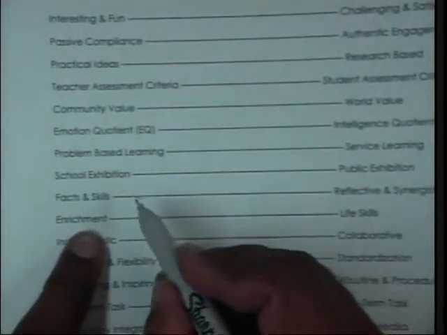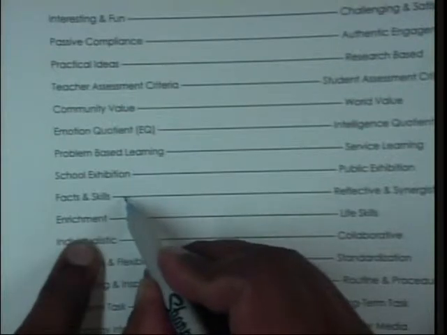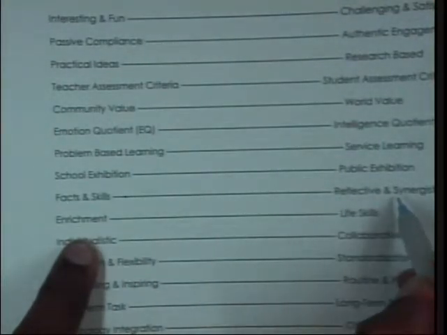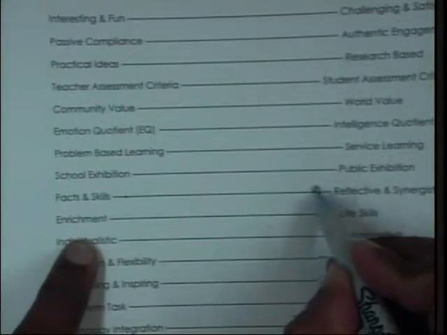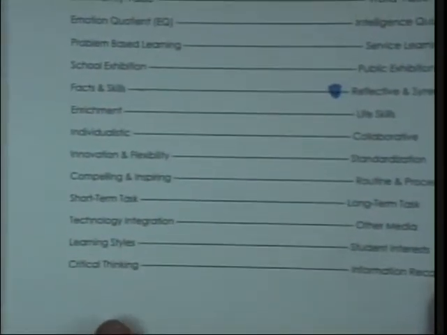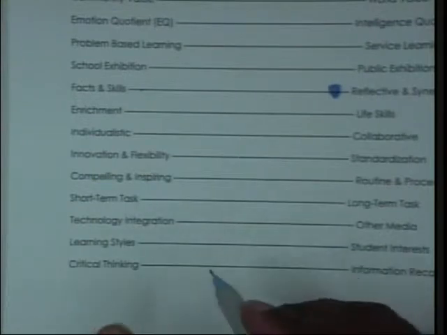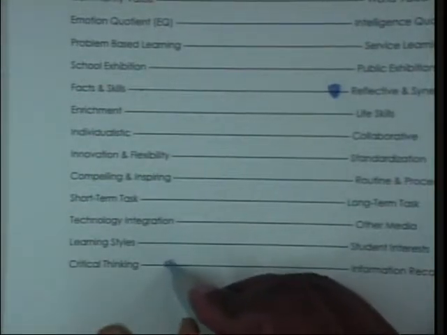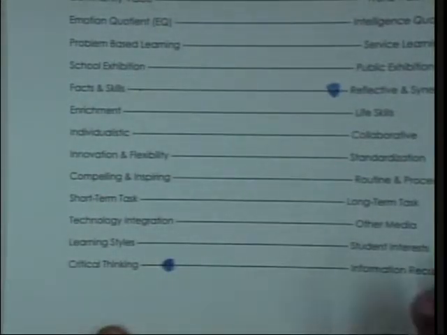And here's another one. Is this going to be more facts and skill-based, or is it going to be more reflective and synergistic? Well, I think there's going to be more reflection. So I'm going to move my point over to the right-hand side. And here's another one. I like this one here. Is this going to be advocating more critical thinking skills, or is it just going to be information recall in my design of this work? Well, I think I'm going to do more critical thinking, and I'm going to get them to think in different ways about the work that they're going to produce.